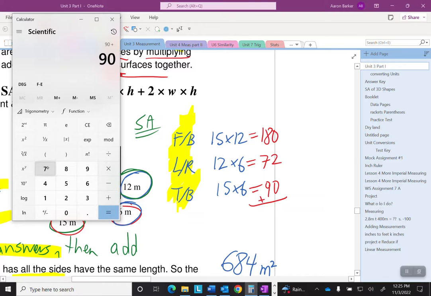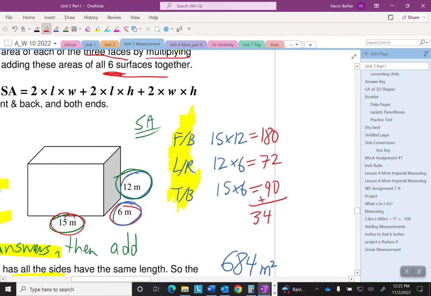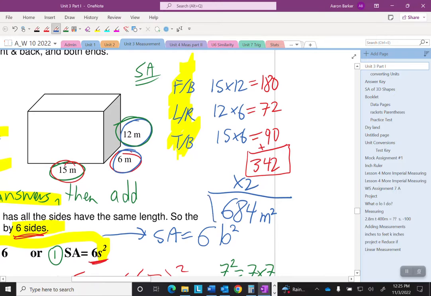90 plus 72 plus 180. Whoops. Clear. 180 equals 342. 342. But that's not my final answer. Right? That's only 3 rectangles, and this figure has more than 3 sides. It has 1, 2, 3, 4, 5, 6. I didn't double anything yet. Do you guys notice that? Right, Mr. Barker. Boo. So then I will times it by 2, and then I'll get my answer, 684 meters squared.